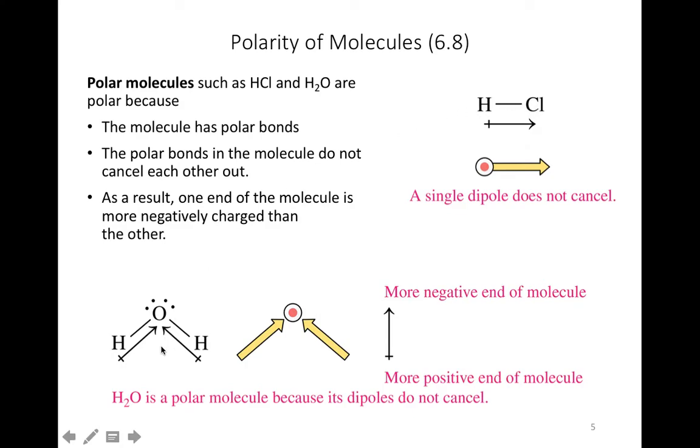Same thing happens with water. Because the shape of water is bent and the oxygen-hydrogen bonds are polar, the oxygen is net going to be pulling the electrons up, because both the hydrogens are down. There's nothing to counteract the electronegativity of the oxygen. So oxygen ends up being partially negative. The hydrogen ends up being partially positive. Because we have this separation of charges, we would say that water is a polar molecule.